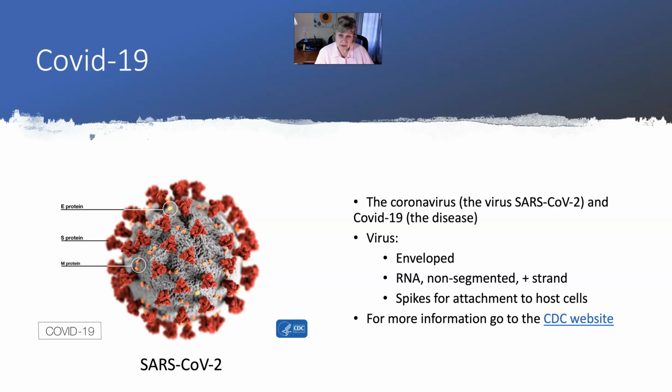It's an RNA virus. Some viruses are DNA viruses, but this is an RNA virus. And it is non-segmented. It has one strand of RNA, which, you know, doesn't mean much to you, I know, but this is one way that we classify them. And it is a positive strand, which means that it can make its own viral proteins right away once it gets in your cells. And then, of course, I mentioned those spikes for attachment to the host cells.